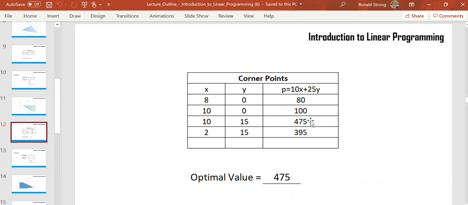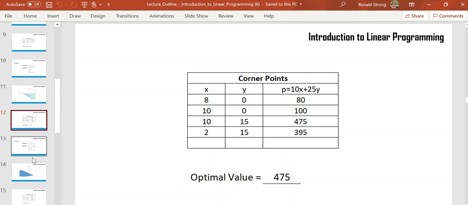Now, sometimes you're asked, where does that occur? It occurs at the point (10, 15). The x value is 10, the y value is 15, and the actual optimal value is 475. When we get into doing word problems, these values for x and y will have meaning. They will represent something. So we need to be aware of all three of those values.